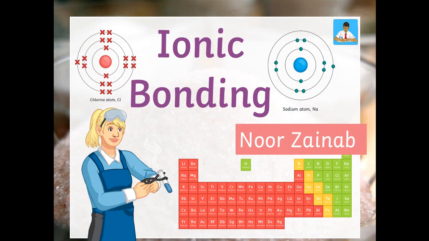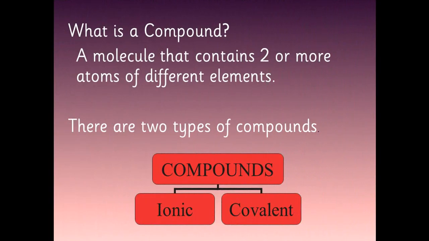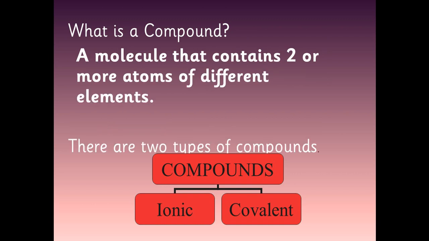So today we're going to study about ionic bonding. So basically a compound is a molecule that contains two or more atoms of different elements. There are two types of compounds, ionic compounds or covalent compounds.